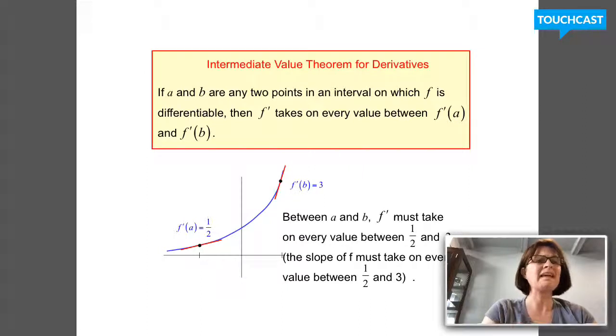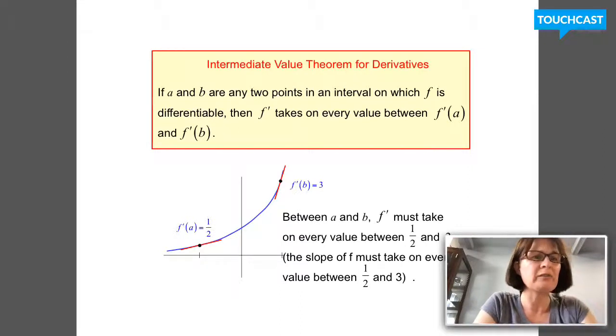So all this means is that f prime, the derivative, is another example of a function. The way it's written on your paper, if f is a function that's differentiable, therefore it must be continuous, and it's differentiable on this interval a to b, then between a and b, f prime of x must take on every value between f prime of a and f prime of b. So this picture could help.